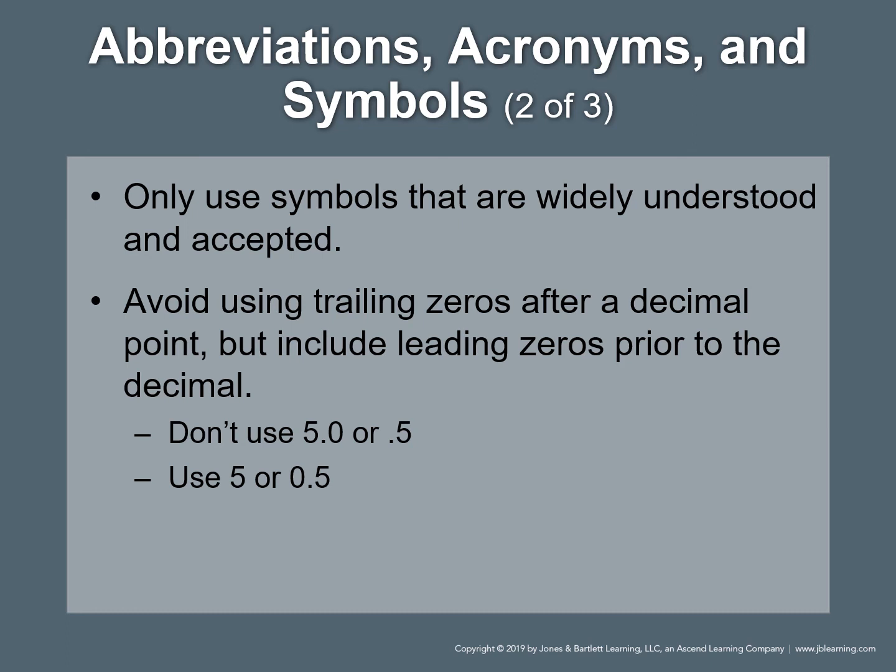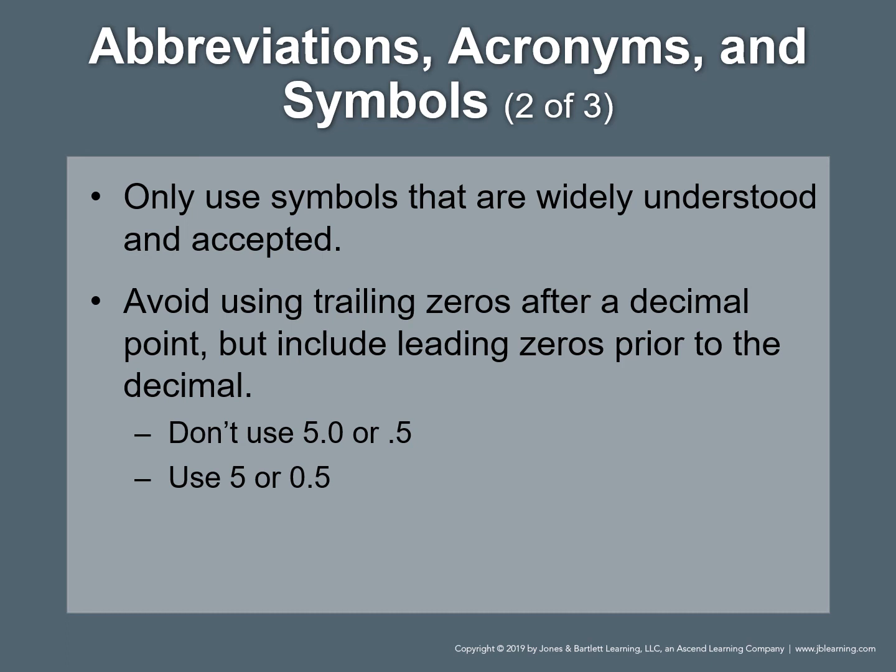Error-prone abbreviations. The Joint Commission and the Institute for Safe Medication Practices, or the ISMP, have each published a do not use list of abbreviations to prevent serious errors. Example, HS on a prescription can mean hour of sleep or half strength. Avoid using trailing zeros after a decimal point, but include leading zeros prior to the decimal. So don't use 5.0 milligrams. This could be misread as 50, but you should use 0.5 milligrams, not .5 milligrams, because that could be read as 5 milligrams.